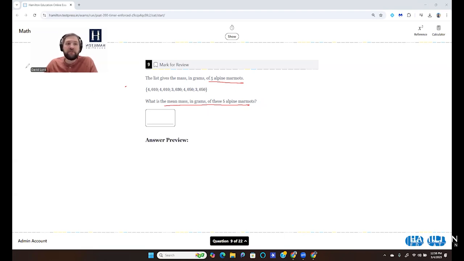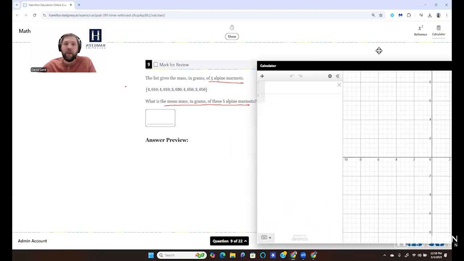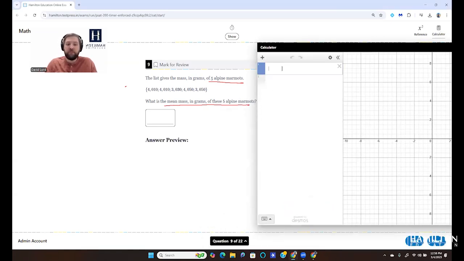So we're going to jump to Desmos. And I'm just going to type in the word mean and then type in the 5 numbers. You could also do this on your calculator. You could also just add the 5 numbers and divide by 5. There's a bunch of options you could do there.